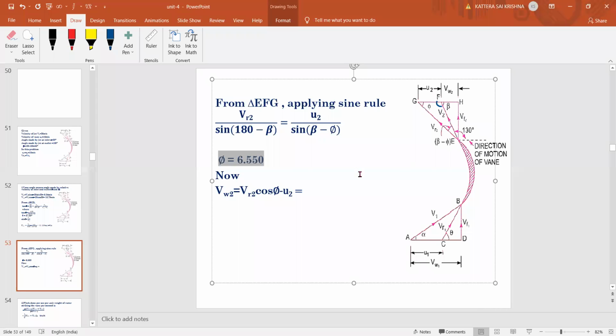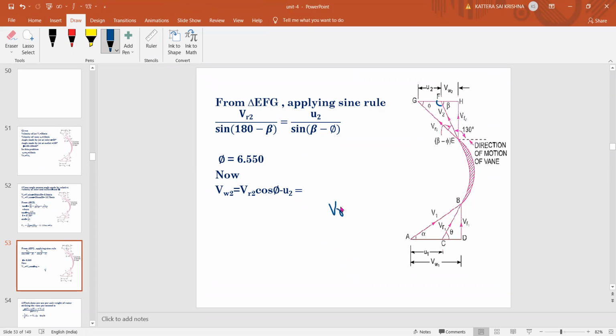You can take it as VR2 cos phi. One second, I'll show. The GH line is the component of VR2. So what you'll get, VR2 cos phi is equal to, what is this? U2 plus VW2. So this is a thing which we'll get from the resolution of VR2.